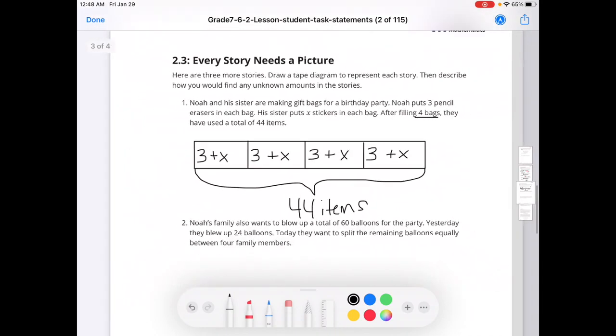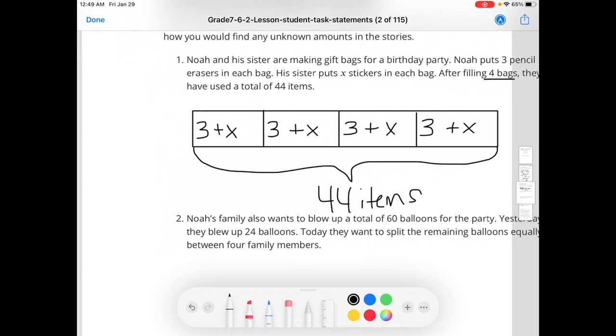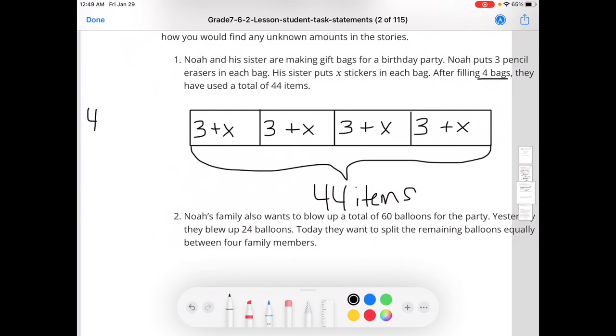And we know that there's a total of 44 items. So it wants you to describe how you would find any unknown amounts in the stories. So we know 3 plus a number is in each bag. And when we combine all 4 bags, we have a total of 44 items. So since all 4 of my rectangles represent the same amount, then I can evenly divide. 44 divided by the 4 bags tells me that each bag has 11 items.